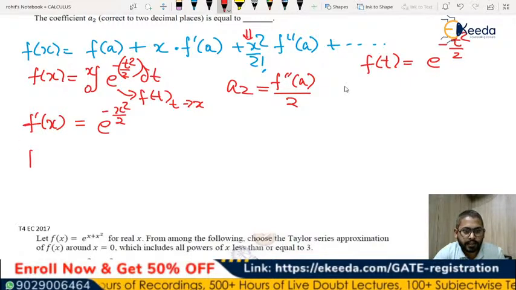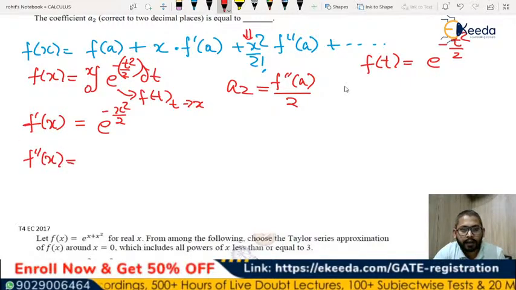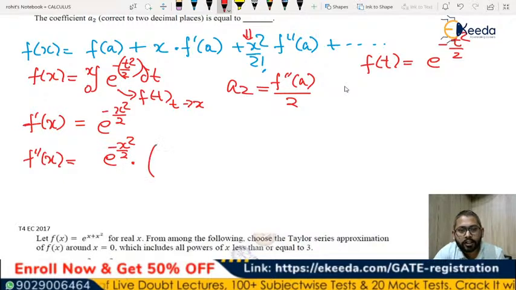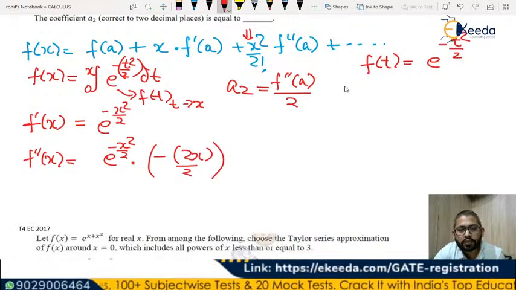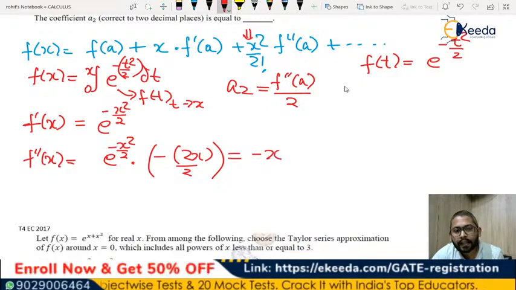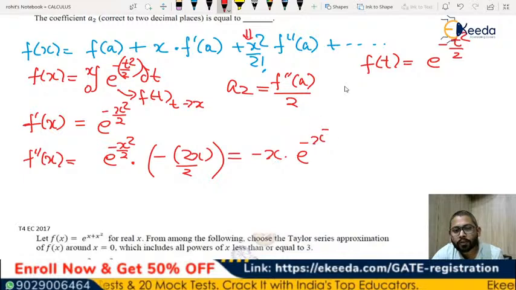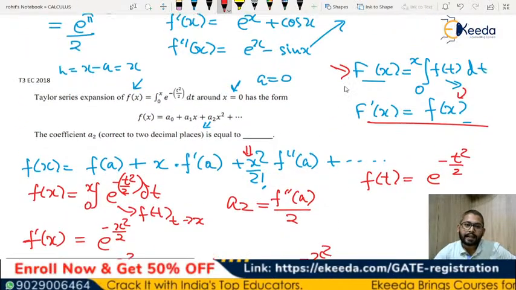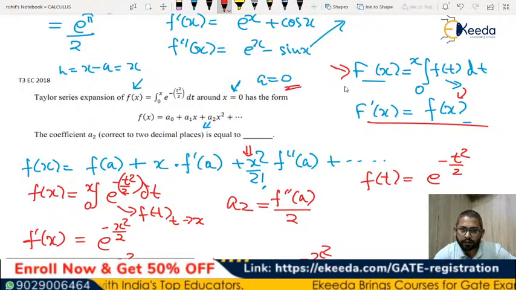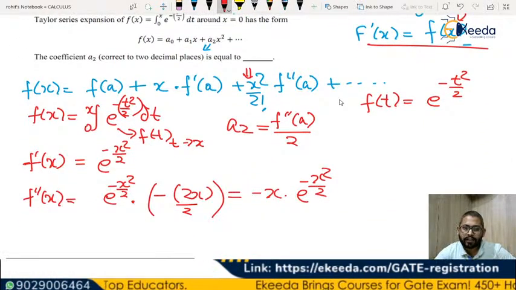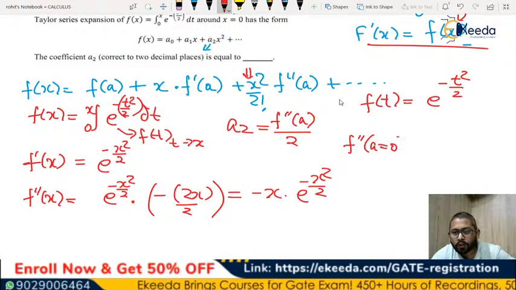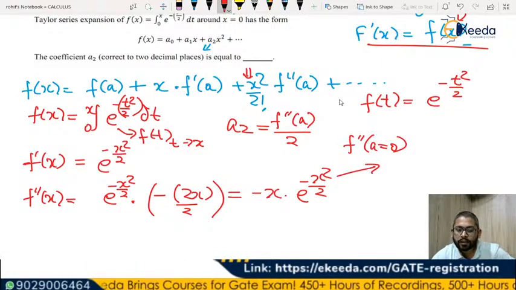So the second derivative is going to be what? It is going to be e to the power of minus x square by 2 into the differentiation of this, minus 2x by 2. So this is minus x into e to the power of minus x square by 2. And what is a here? a is equal to 0. So F double dash of a equals 0. Put it here. So you'll get 0.